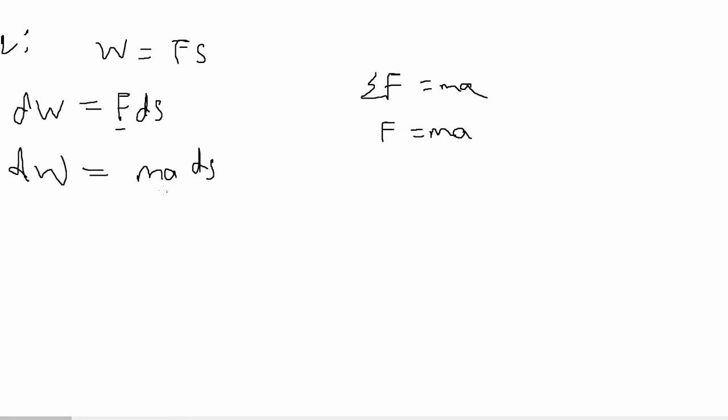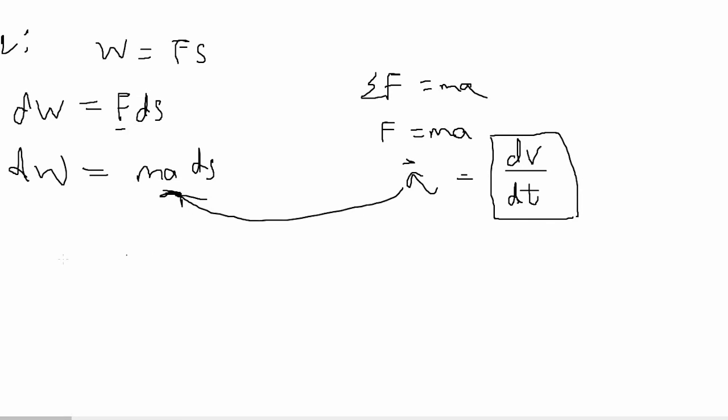Okay, and now we can look at this acceleration. This is where more of the calculus comes in. If you have an acceleration vector, you can think of that as the very small change in your velocity over the very small change in your time, right? That's your instantaneous acceleration. Now we know this, we can bring it back into the formula. So your very small change in work is equivalent to mass times your acceleration dv/dt times your ds.